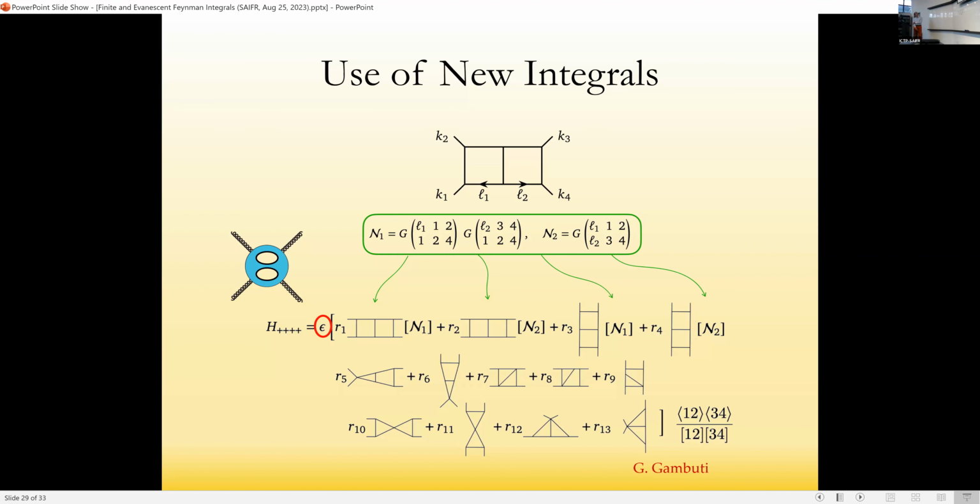Here I think you could actually do it, but in general, this kind of basis using finite integrals may not be the best choice for actually solving the differential equation.